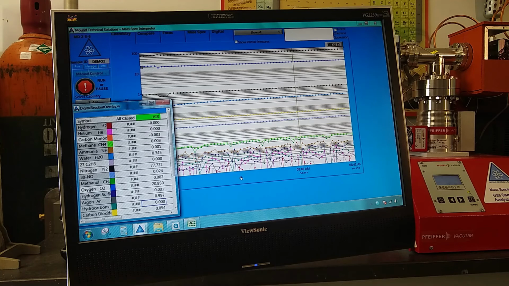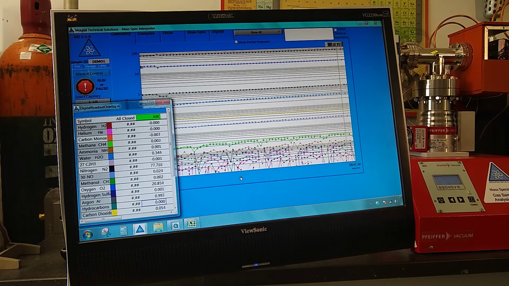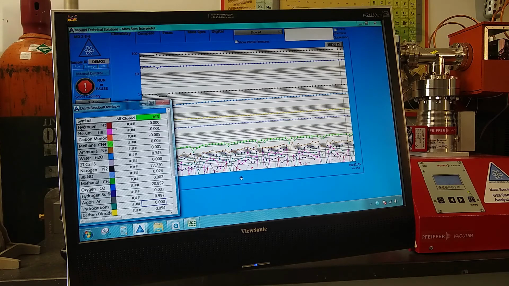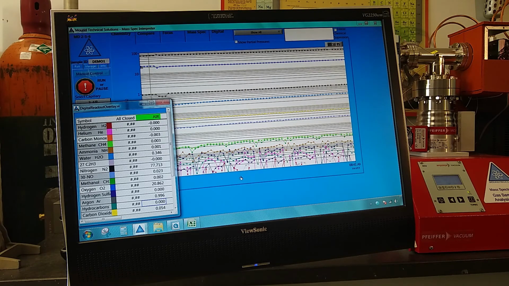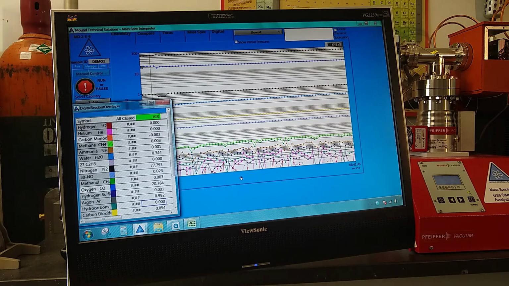Below that, we have things in the air such as carbon dioxide, carbon monoxide, some stray things that may have been left over from other samples still coming off the wall. But this gas looks very clean in all reality.